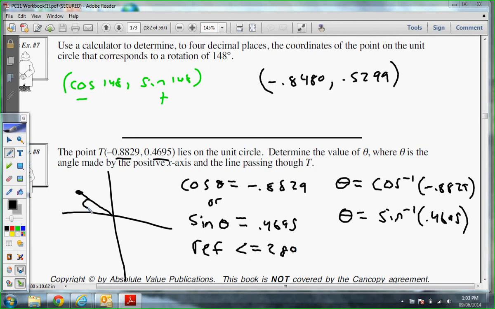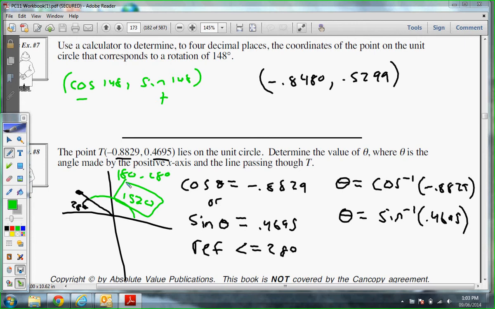So that means from here to here is 28 degrees, and then we go to complete that and get the rotation angle. So 180 minus 28 gives me 152. 152 degrees would be your rotation angle for that problem.